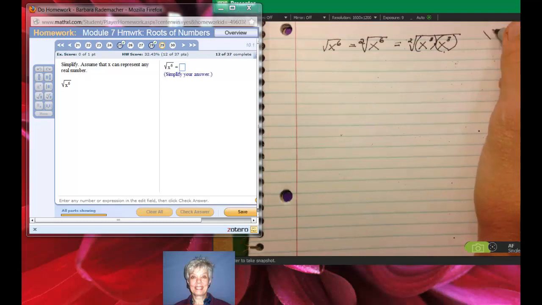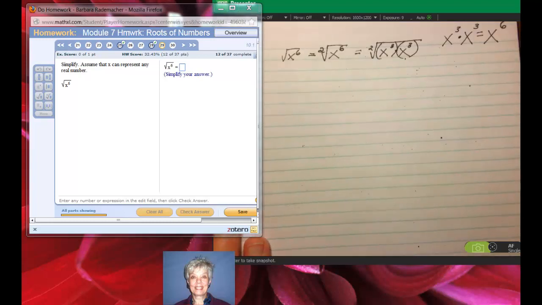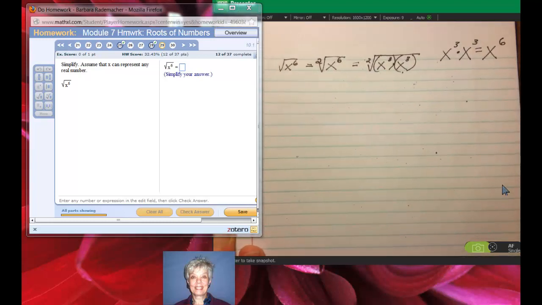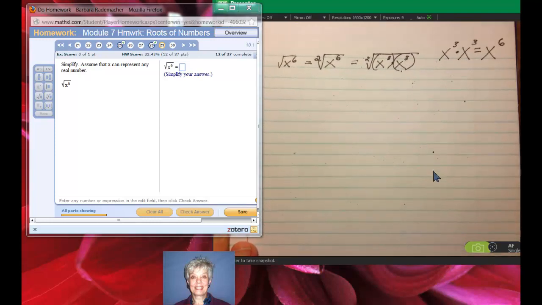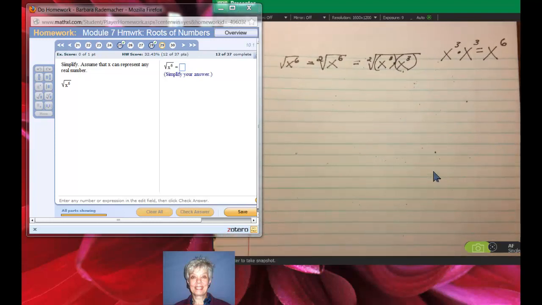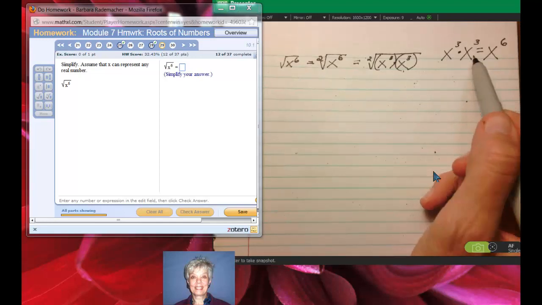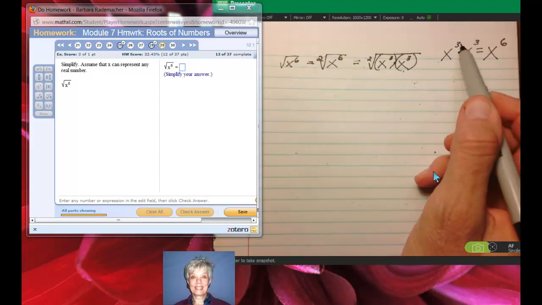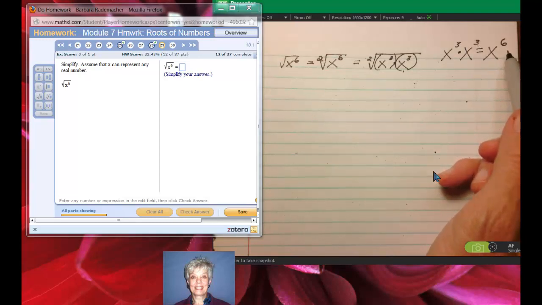Remember that x to the 3 times x to the 3 is x to the 3 plus 3, which is 6. And if you're in the beginning algebra class watching this, you're just learning this. You will have just learned these rules, that when you multiply like bases, you add the exponents. You're going to use it all the time.